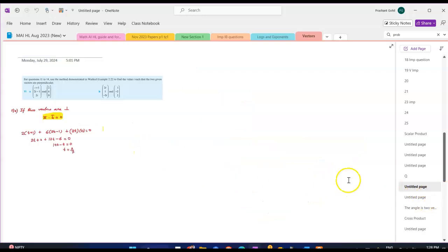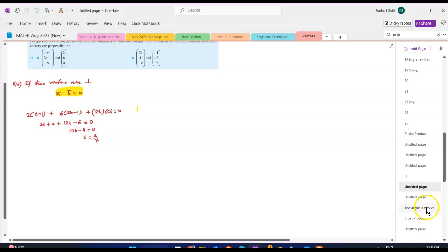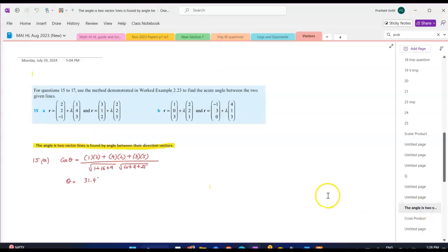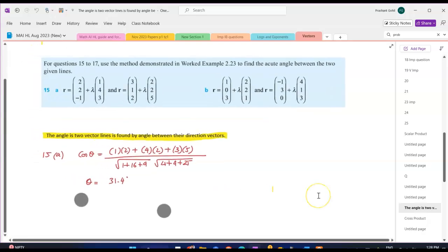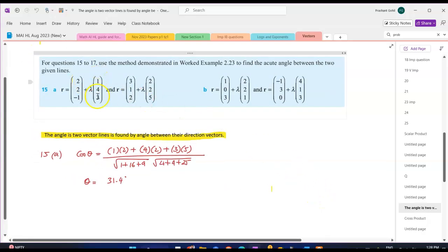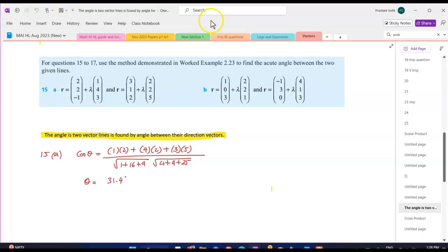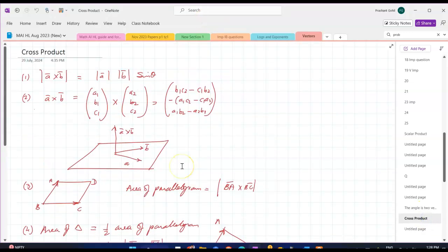Perpendicular, dot product is 0. Angle between two vector lines is the angle between the direction vectors. Don't forget that. For point of intersection, you equate them. And for angle between two lines, you use the direction vectors and use the cos theta formula. Okay, cross product.